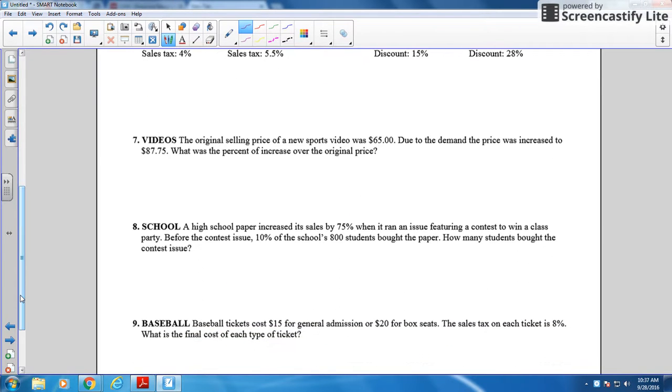Then number 7, we're looking for the percent of increase. So the original selling price of a new sports video was $65. Due to the demand, the price was increased to $87.75. What is the percent of increase? Give these 3 word problems a try. They may be a little bit of a challenge.